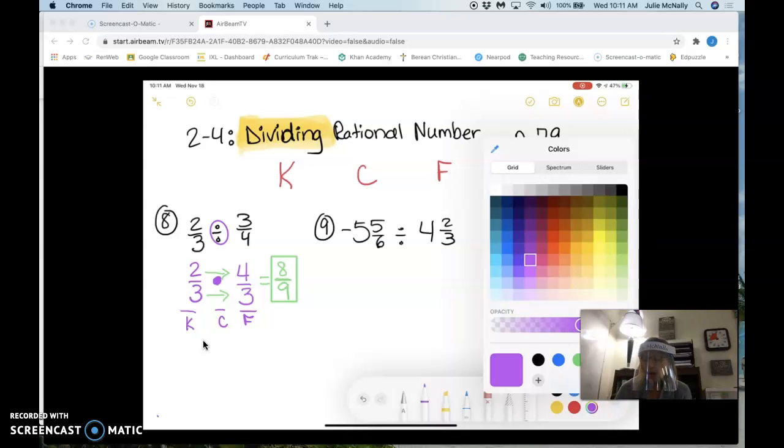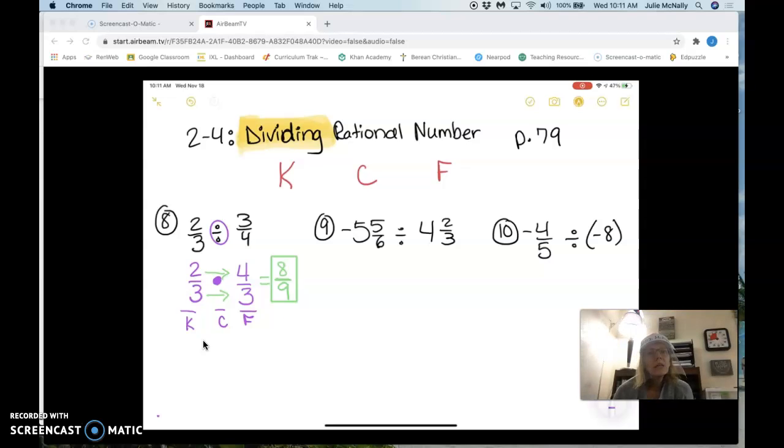So the next problem, number 9, has a little extra step in it. Because remember, every time we see one of those mixed numbers, we have to change it to an improper fraction first. So let's do that. I multiply the bottom number by the big number.